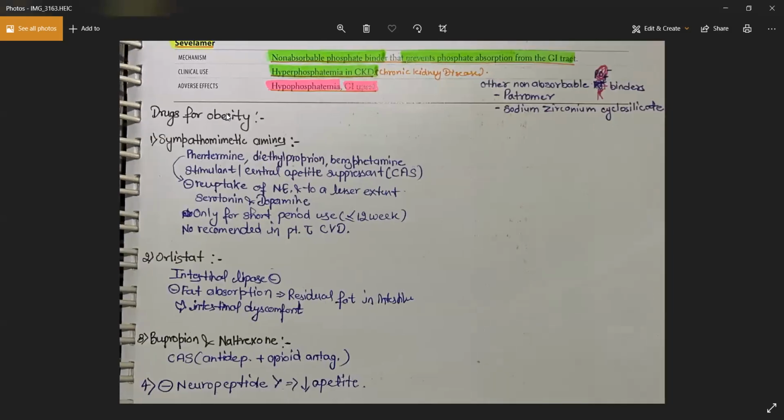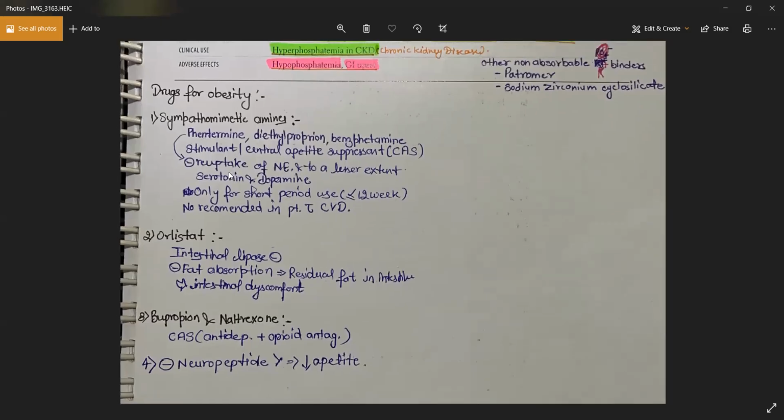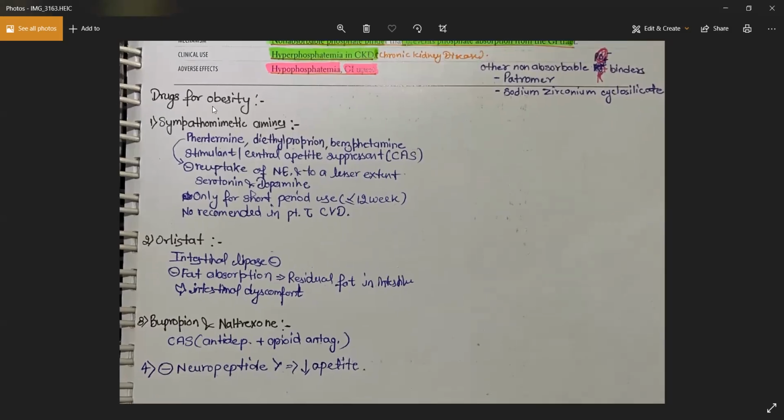Then comes drugs for obesity. Although you will study them later in the GI section also, we can discuss them here again. One is the sympathomimetic amines: phentermine, diethylpropion, and benzphetamine. They basically stimulate the sympathetic system, and they can cause the inhibition of the reuptake of norepinephrine, serotonin, as well as dopamine.